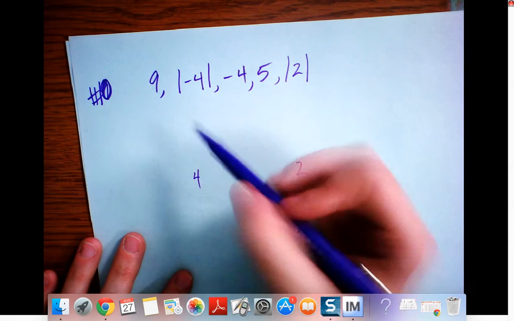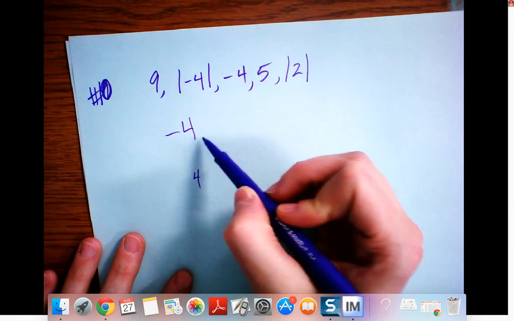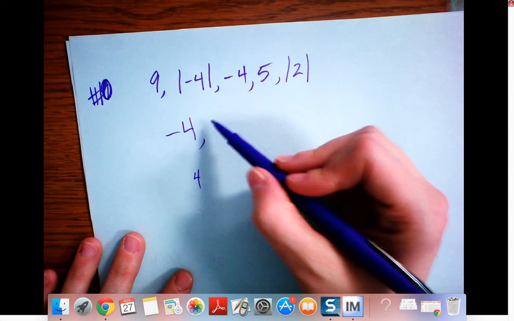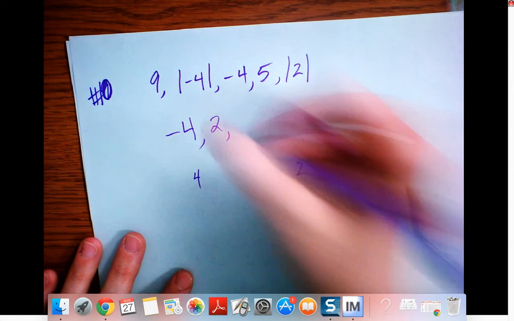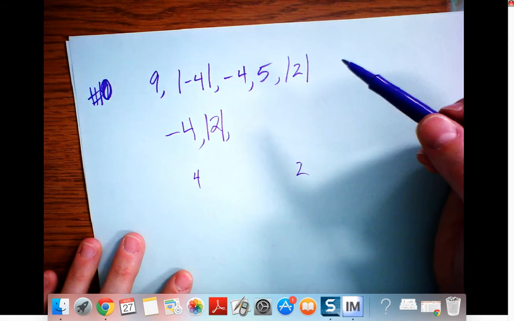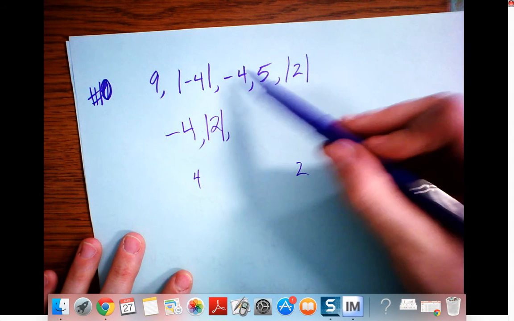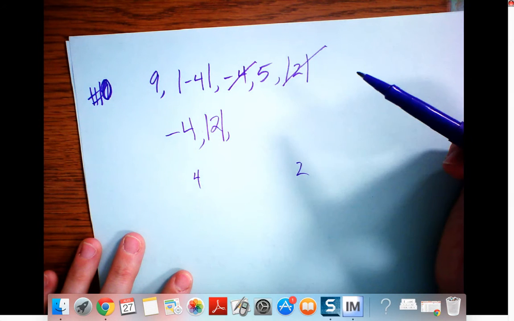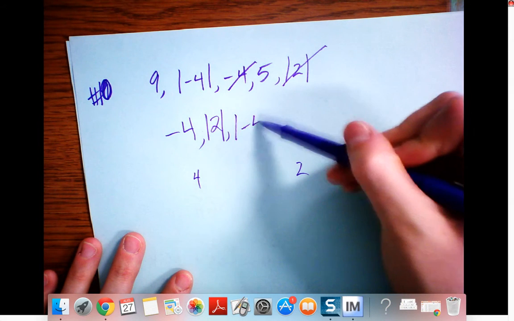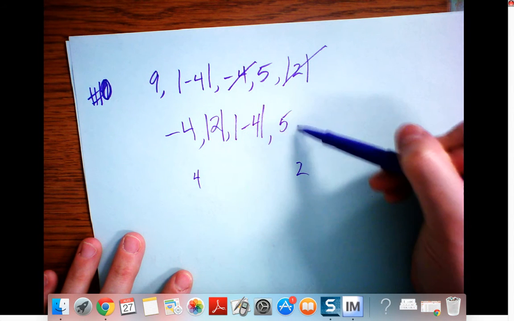So let's order these from least to greatest. The least number will be -4. Then we have the absolute value of 2. Excuse me. So we use -4, the absolute value of 2, then the absolute value of -4, 5, and then 9.